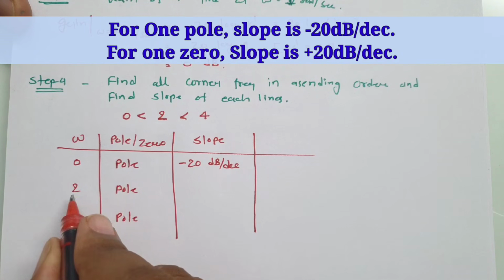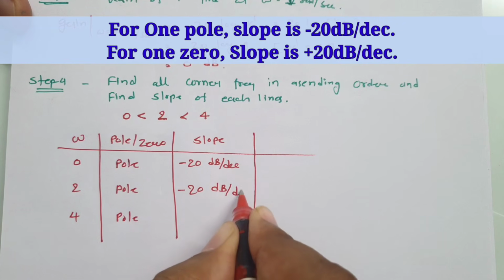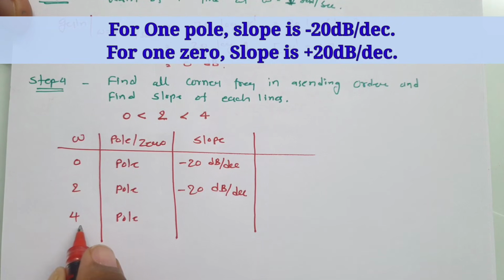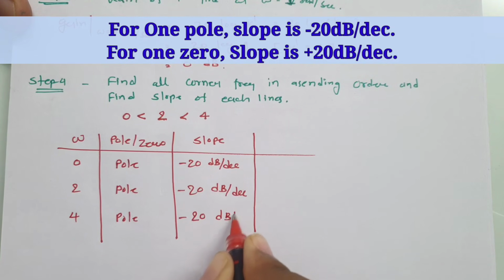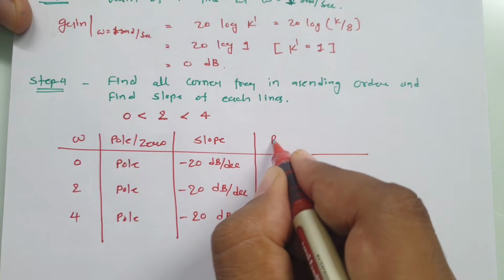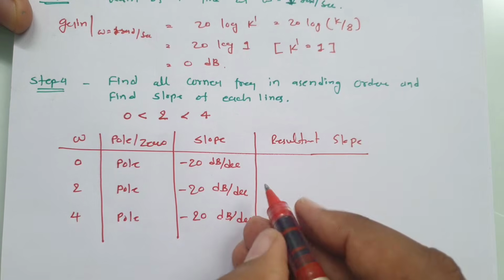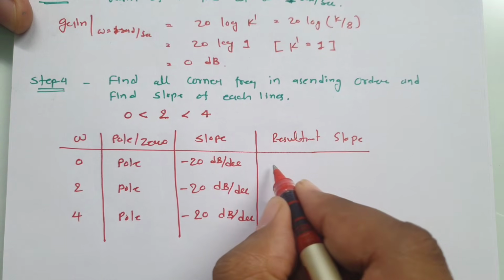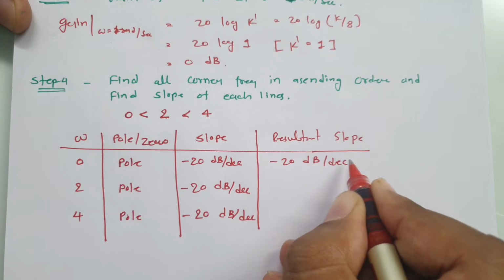Then another pole is there at 2, so another slope is minus 20 dB per decade. And another pole is there at 4, so again the slope is minus 20 dB per decade. And here we will be finding the resultant slope, and the first line slope is minus 20 dB per decade. Let me keep it as it is.